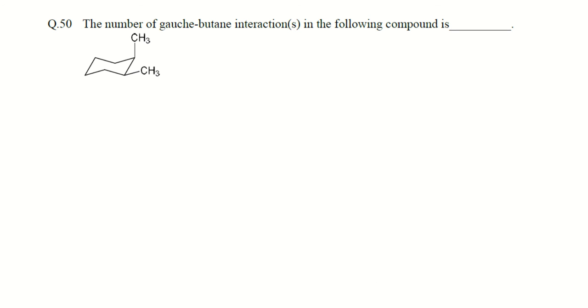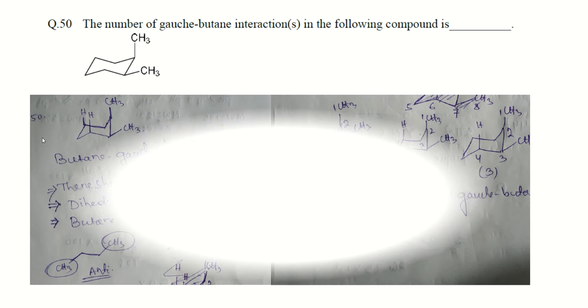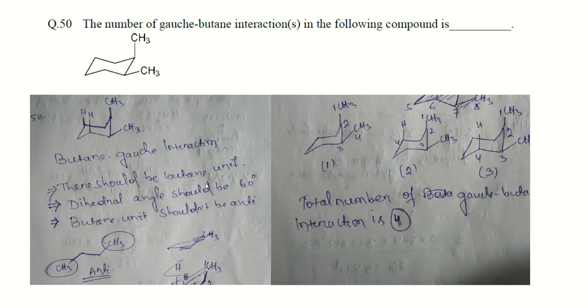Another question: the number of gauche butane interactions in the following compound is? For a gauche butane interaction, there should be a butane unit, and the dihedral angle should be 60 degrees, and the butane unit should not be anti. Here you are seeing this carbon, this carbon, this carbon, this carbon. Here is one butane unit: 1, 2, 3, 4.